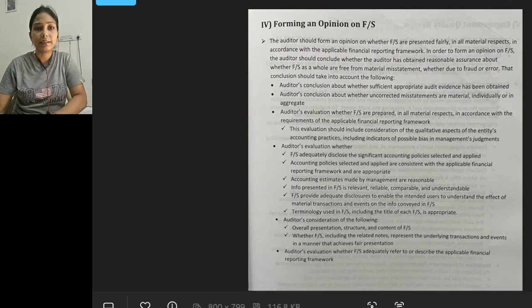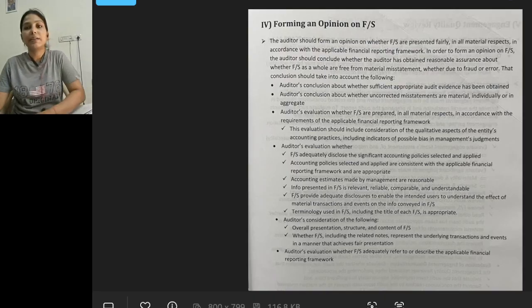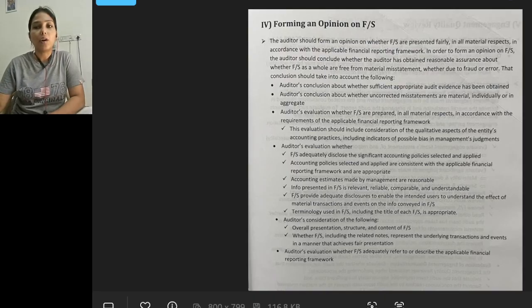So let's understand it. The auditor should form an opinion on whether the financial statements are presented fairly in all material respects in accordance with the applicable financial reporting framework. In order to form an opinion on the FS, the auditor should conclude whether the auditor has obtained reasonable assurance about whether the FS as a whole are free from material misstatement, whether due to fraud or error.